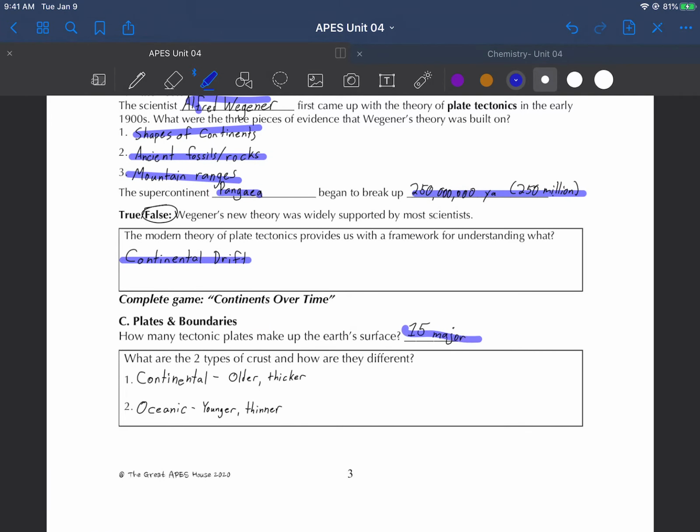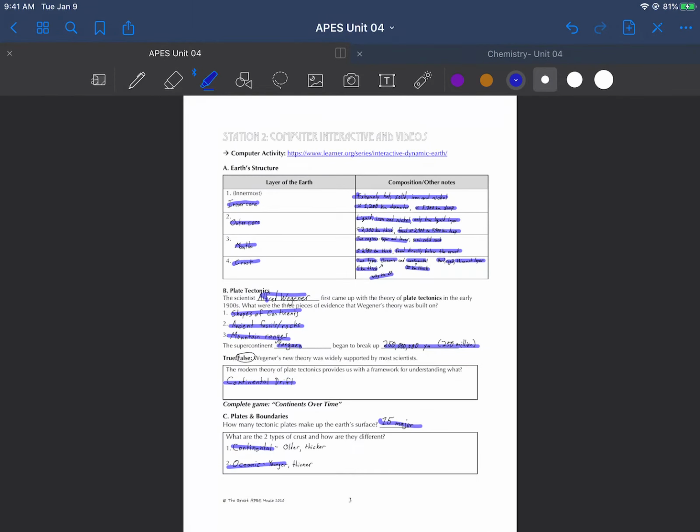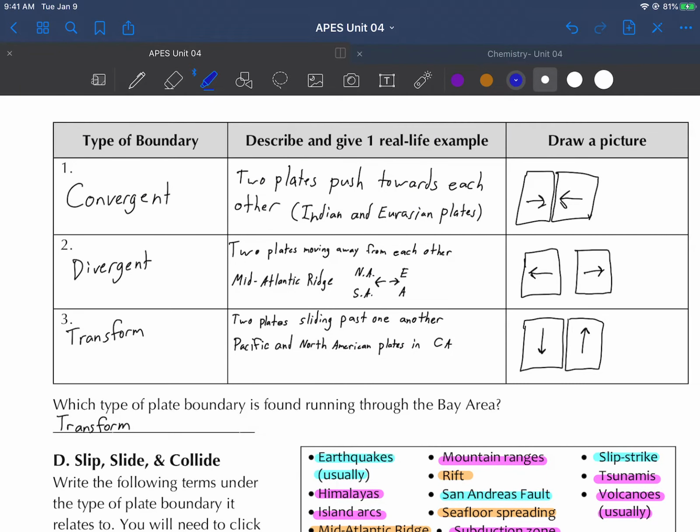We have 15 major plates. We already talked about the two types of crust. Go us. Okay, types of boundaries. We have convergent, divergent, transform. Convergent boundaries are two plates moving towards each other. Commonly used examples of that are the Indian plate and the Eurasian plates. They are smushing into each other, and that's responsible for making the Himalayan mountains.